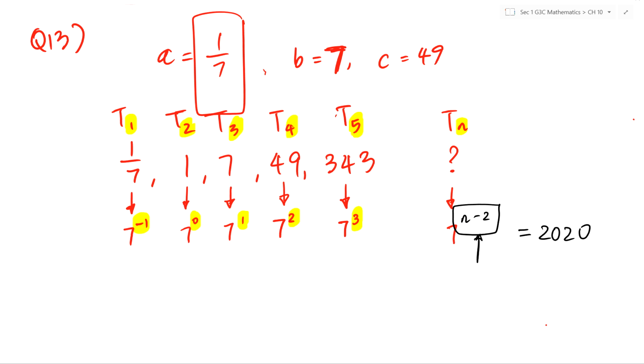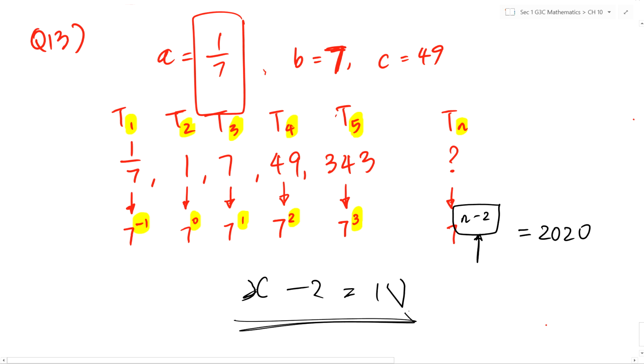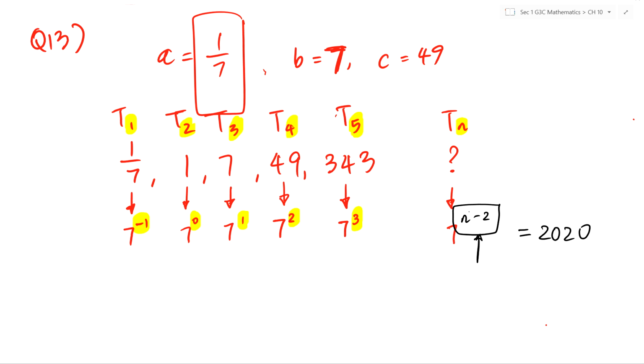We have so far only learned how to solve equations that are like this. And x minus 2 equals to 10, for example. We can solve this type of equation. But when the unknown is in a power, over here, we don't know how to solve it yet. To learn this, we will move on to Sec 3. In Sec 3, we will learn how to solve this, and we will apply this in order to determine whether this is going to be part of a sequence or not. For our Sec 1 standard currently, what we can also do is to use guess and check. Okay, guess and check a certain power of 7. We try and get as close to 2020.